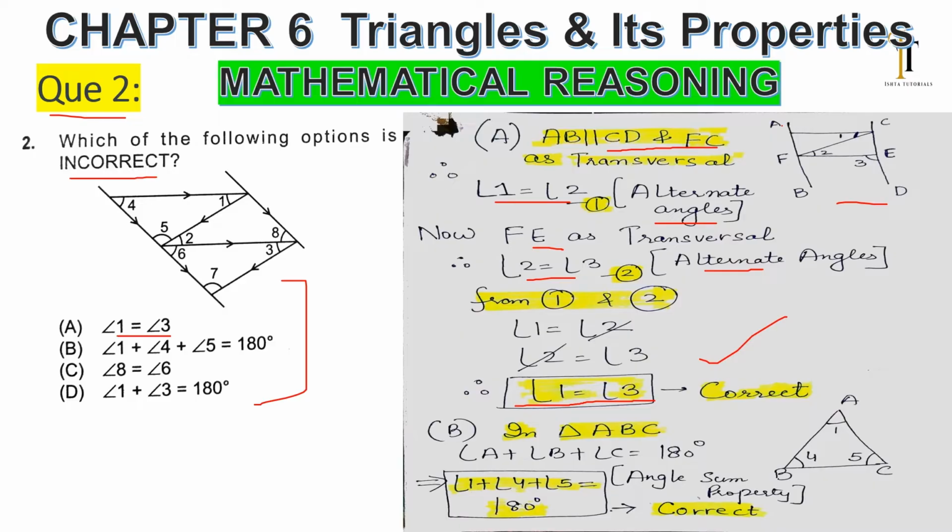Let's check option B in triangle ABC. First of all, check where you can find angle 1, angle 4, angle 5 in the given figure. Yes, here you can find all these angles in this triangle. It means 3 angles and we can apply the angle sum property. It means all the angles should add up to 180 degrees. Therefore, option B is correct.